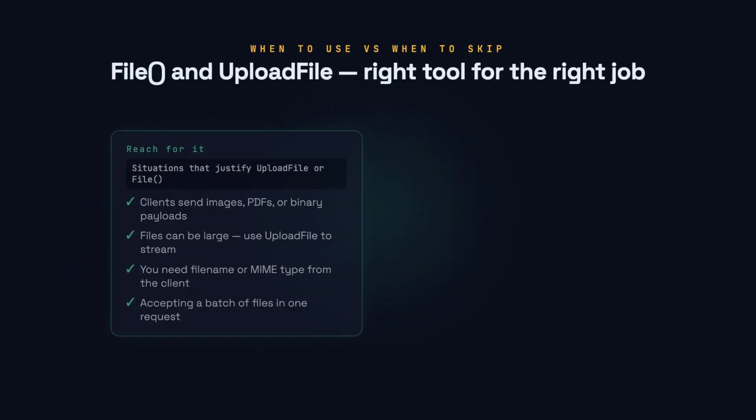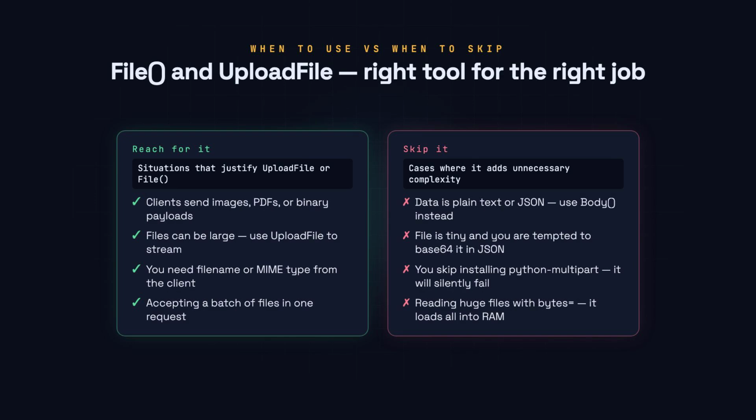Reach for UploadFile whenever clients are genuinely sending binary data, images, documents, spreadsheets, especially when the size is unpredictable, because streaming keeps your server memory stable. Skip it when the data is really just structured text. JSON with Body is cleaner there. And two specific traps to avoid. Never use the raw bytes annotation for large files since it loads everything into RAM, and always install python-multipart before you deploy. Without it, FastAPI cannot parse the form body at all.